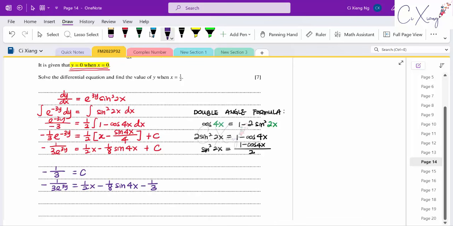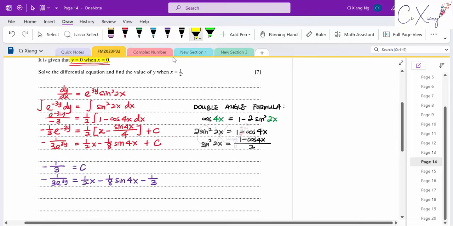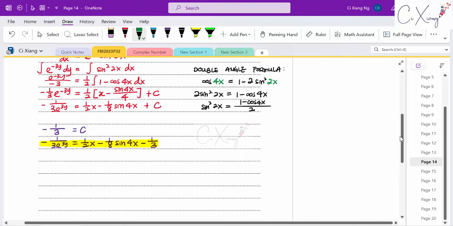Okay, so for this question, they ask us another part here. They are asking for the value of y when x equals half. By right, we already solved the differential equation at this step, so this is the solution for the differential equation. Now I want to answer the second part of the question. When x equals half, what is the value for y? I will let x equal half.